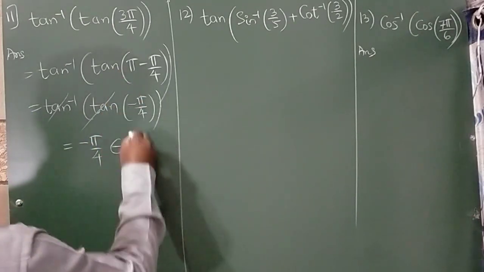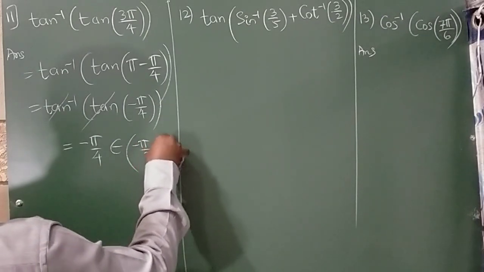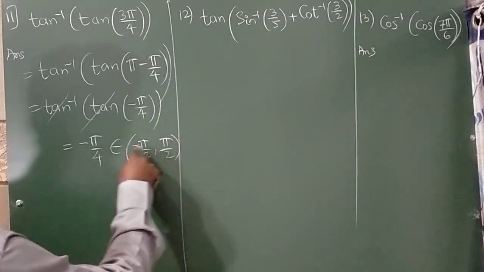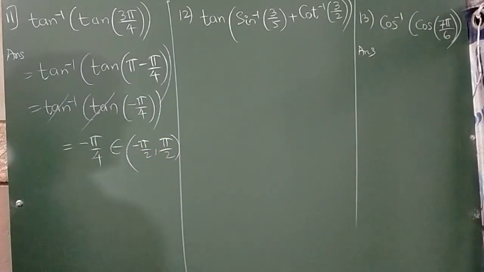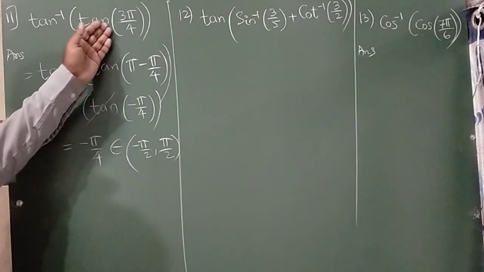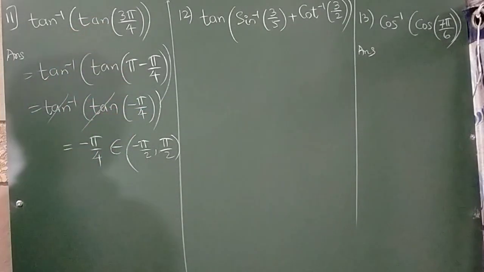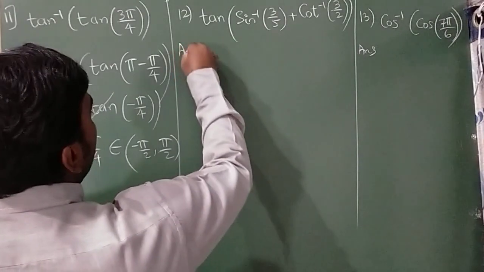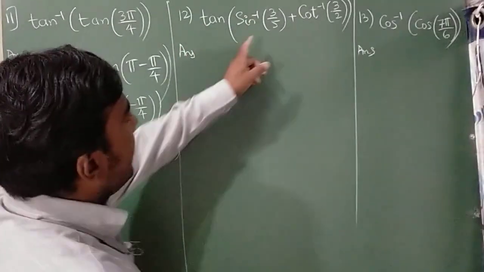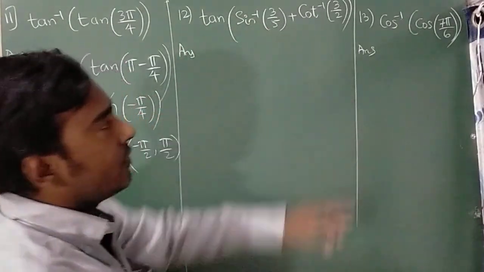So tan inverse is always in the range of minus pi by 2 to pi by 2. Fine. So this was out of the range. That's the reason we have solved in this way. In the next question, 12th, that is tan (sine inverse of 3 by 5 plus cot inverse of 3 by 2).